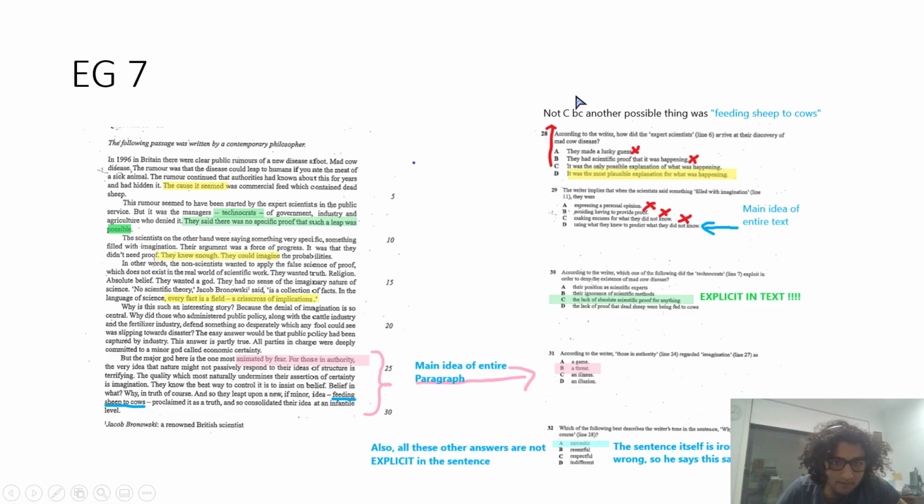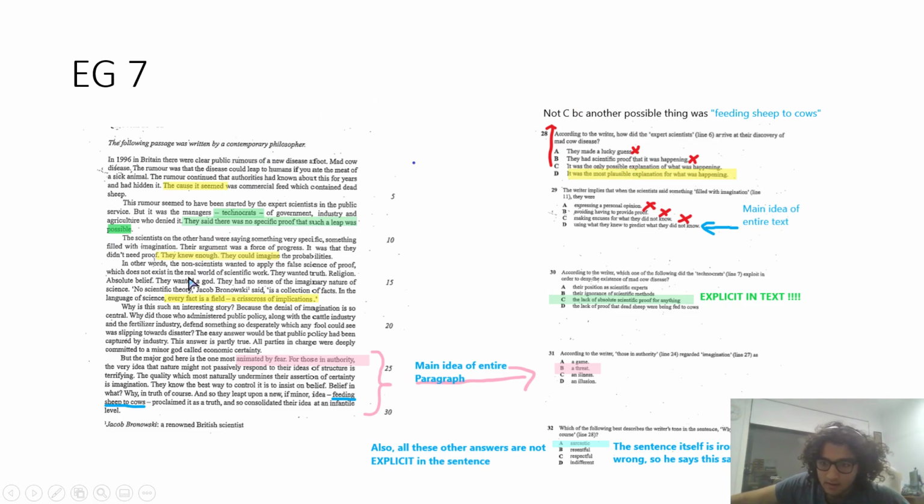Okay, but right, this is what tricked me as well. And D is it was the most plausible explanation for what was happening. So C and D both seem like they're the answer, right? You've eliminated A and B, which is what we were saying at the start. But now there's two tricky options. So let's look at C. Is it the only possible explanation of what was happening?